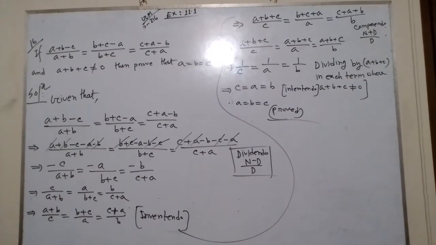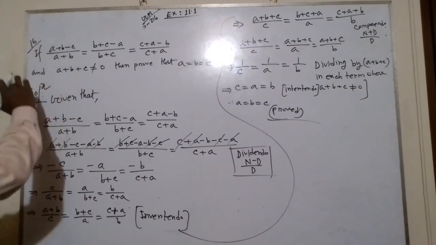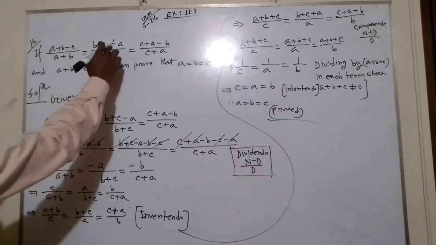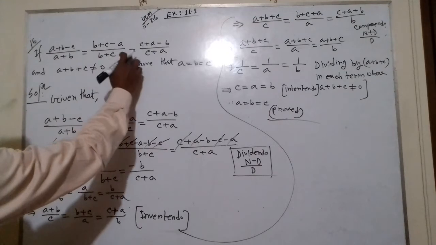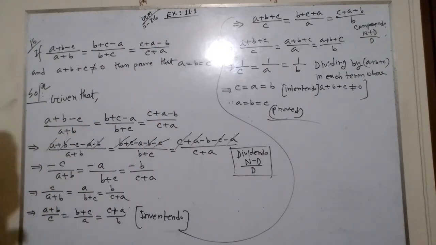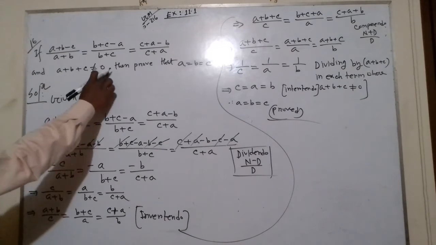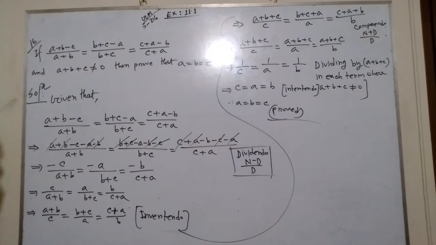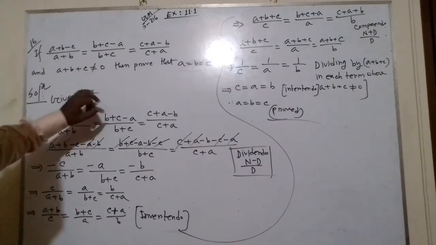Given that, problem number 16: if a plus b minus c divided by a plus b equal to b plus c minus a divided by b plus c equal to c plus a minus b divided by c plus a, and a plus b plus c is not equal to 0, then prove that a equal to b equal to c. Now let's start our solution.